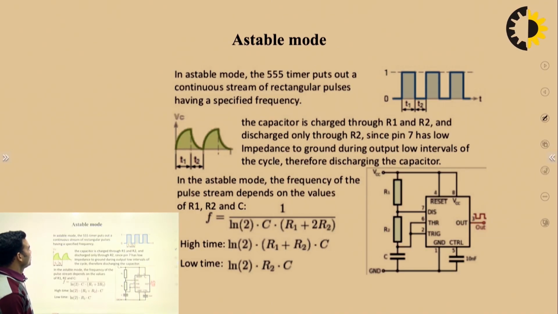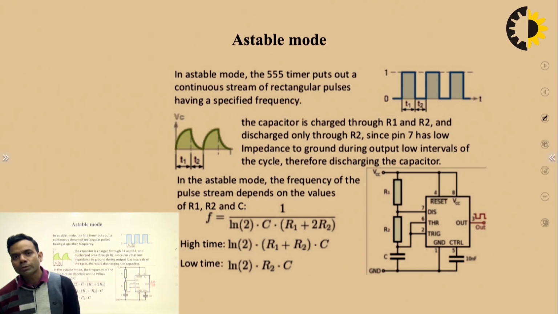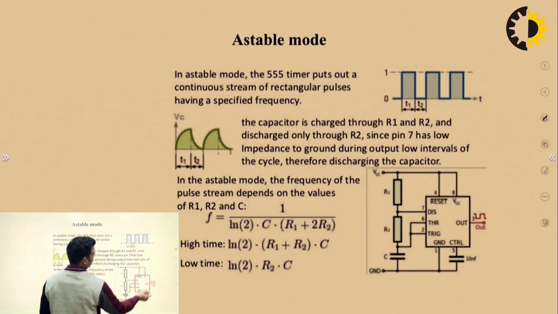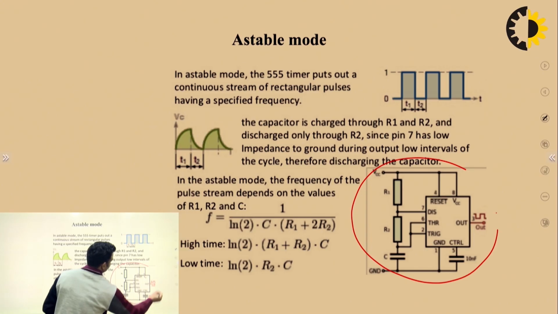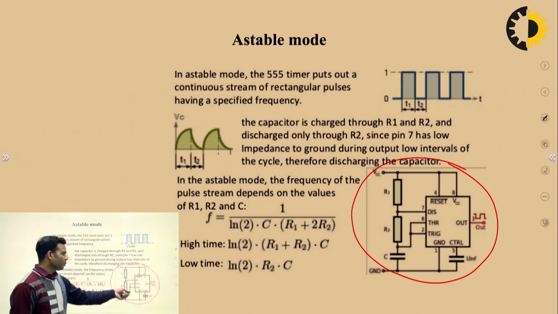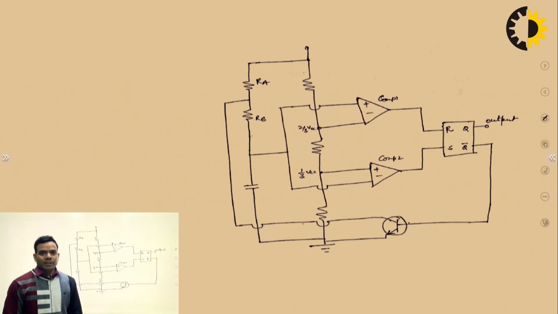Which is given over here. Next is the astable multivibrator. An astable multivibrator is a circuit which has no stable state. You can see it will give you output like this, and this is the diagram of the 555 timer IC, how we can connect the external components to design an astable multivibrator.